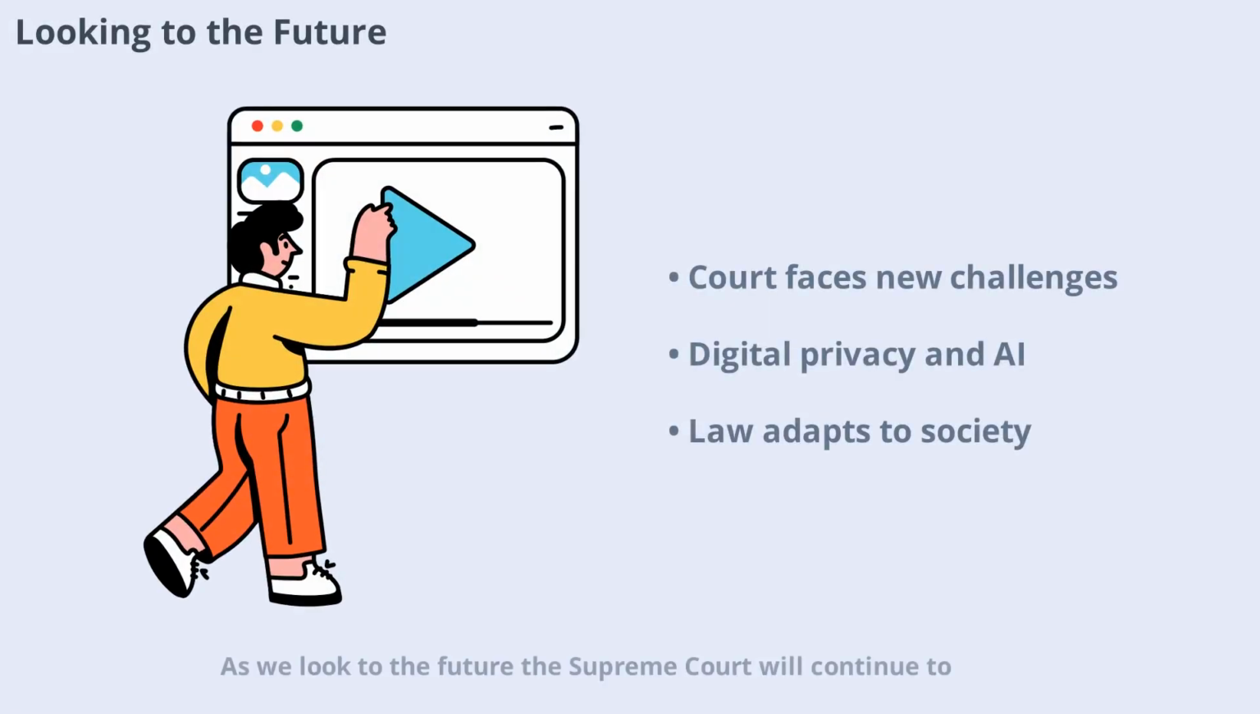As we look to the future, the Supreme Court will continue to confront new legal challenges and societal changes. Issues like digital privacy, artificial intelligence, and evolving notions of liberty will require fresh interpretations of constitutional principles. The court's ongoing work ensures that American law remains dynamic and responsive to the needs of the people.